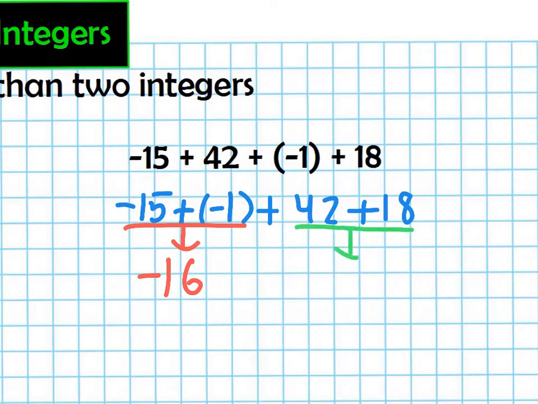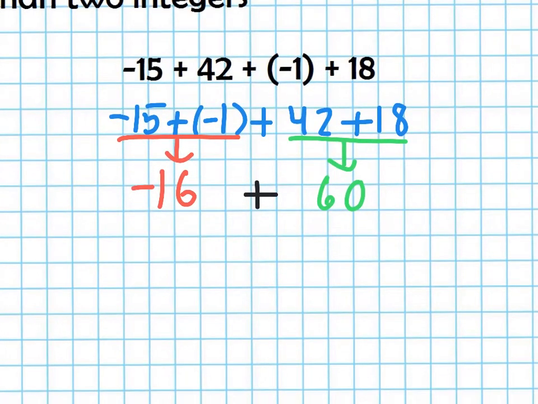Since they're both positives, our answer is going to be positive, and 42 plus 18 is 60. So that now leaves us with the question, negative 16 plus positive 60. Since they have different signs, we're going to subtract their absolute values. Since 60 has the larger absolute value, we'll reorder that one onto the left to do 60 minus 16, the absolute value of negative 16. 60 minus 16 would give us an answer of 44.